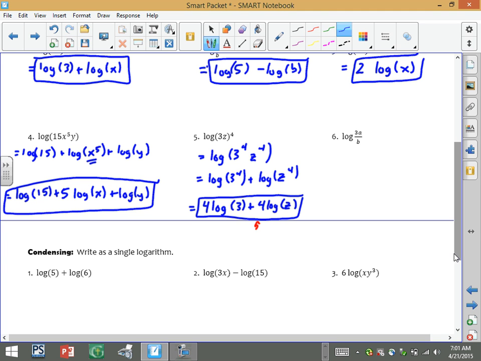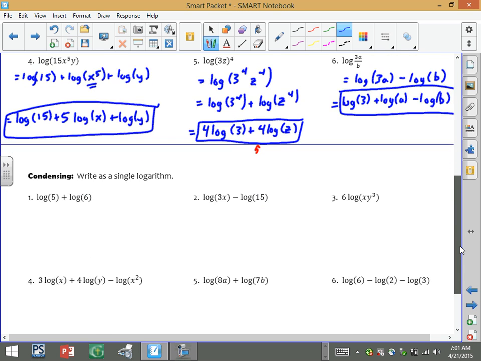And then finally, number 6. So you got multiplication of 3 and a. We could do this, log of 3a minus log of b. Okay, so that took care of the division, and now we got 3 times a. So that's log of 3 plus log of a minus log of b. So there's your final answer for number 6.